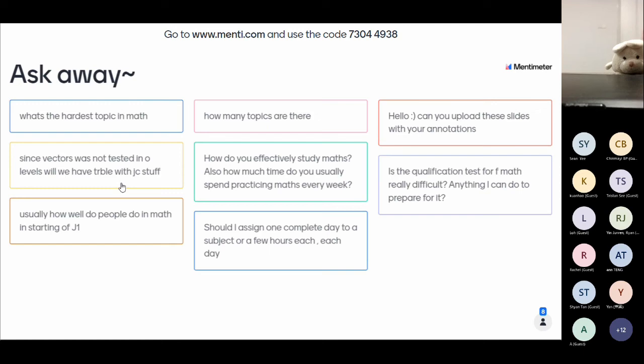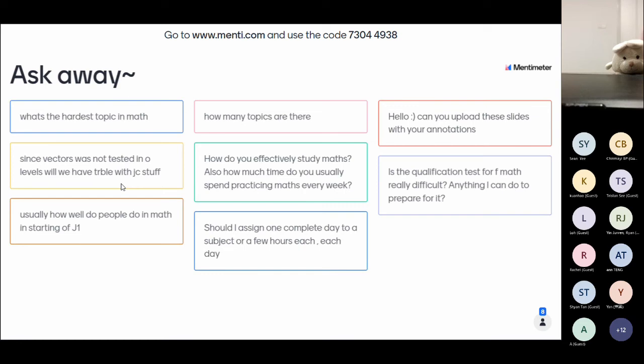Because in H2 math, the topics are sometimes interlinked. The questions they give can be quite interlinked here and there. Like yesterday, that was not really a perfect example, but integration can also come in with functions, with translations, and with differentiation as well.